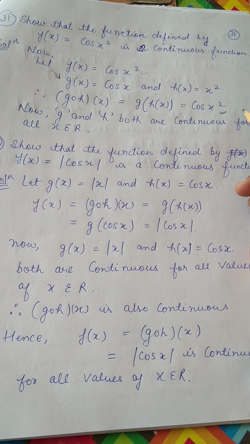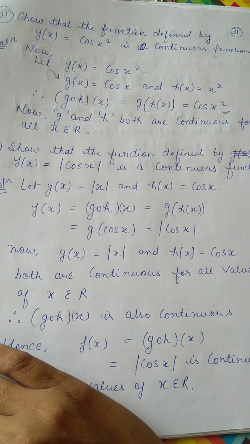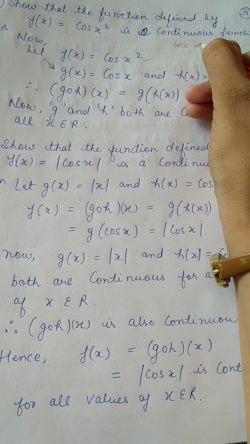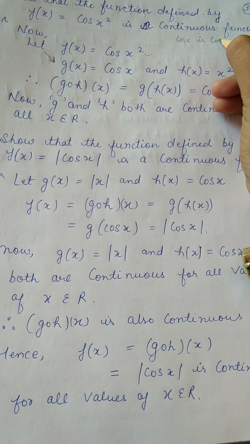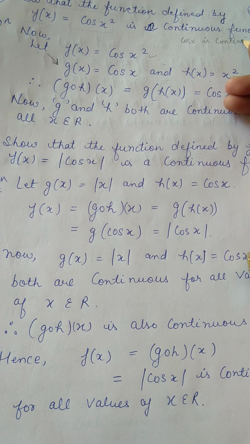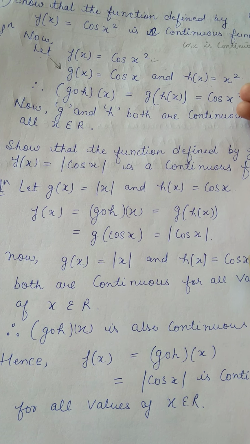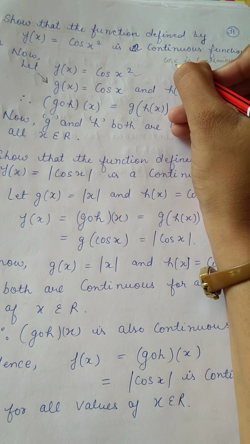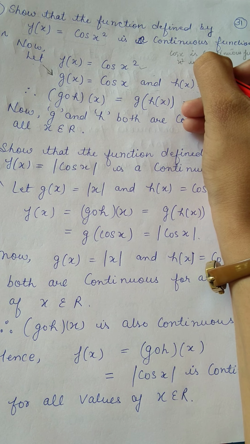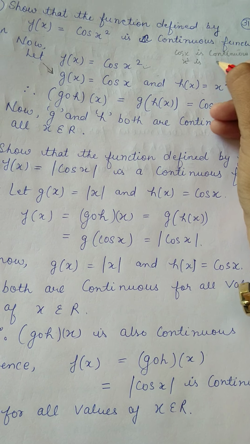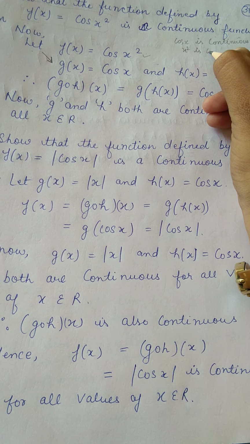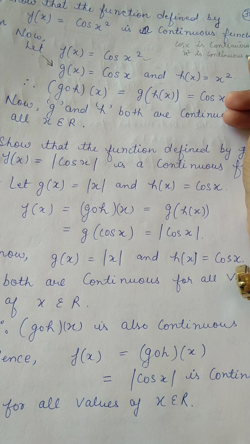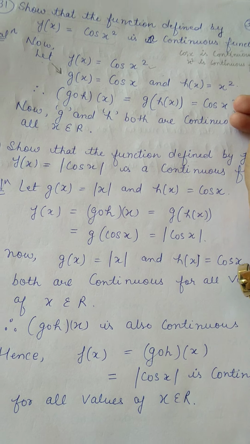Now you already know that cos x is a continuous function. This we already know. We also know that x² is a continuous function.